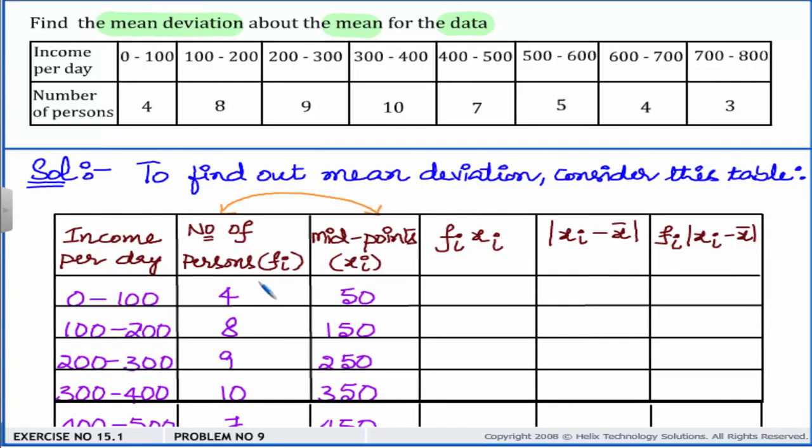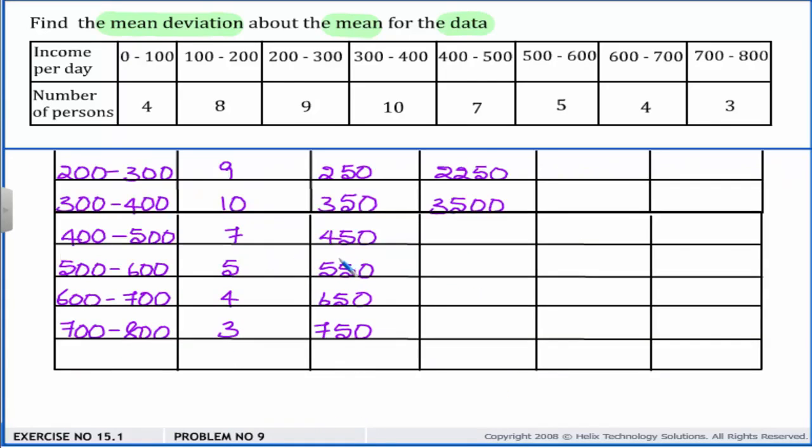Now let us find out the product of fi and xi. We will be getting 4 into 50, that is 200, 8 into 150, that is 1200, 9 into 250, that is 2250, 10 into 350, that is 3500, 7 into 450, that is 3150, 5 into 550, that is 2750, 4 into 650, that is 2600, 3 into 750, that is 2250.